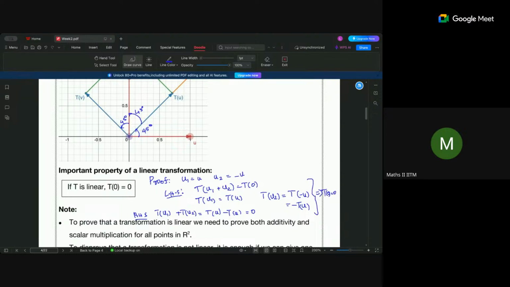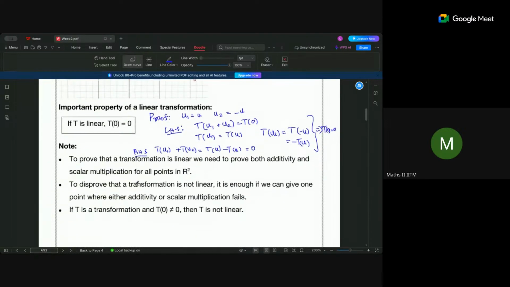So is the proof clear? Why T of 0 is 0? Yeah. Okay. So a small homework for you. Try to prove the same property using scalar multiplication. Just for your practice. So try to do the proof using scalar multiplication. The same thing. Prove T of 0 equal to 0 using scalar multiplication. Alright. That is a homework for you.